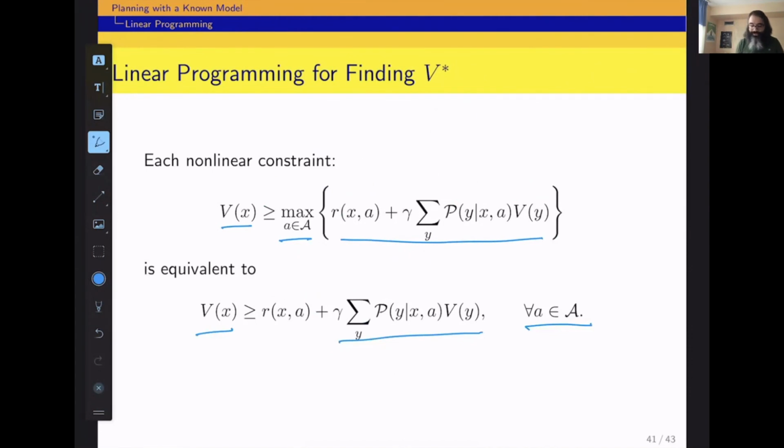So if you have, say, 10 actions, and V of x is greater than or equal to the first action, second action, up to the 10th action, it is the same as saying that we want V of x to be greater or equal than the maximum of those terms. The question.